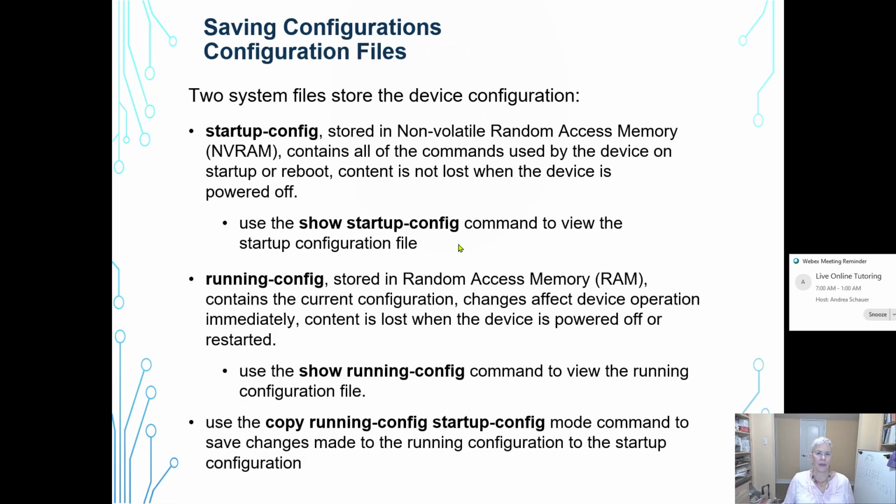The next type of configuration is the running configuration. The running configuration is in RAM, random access memory. What that means is that it is not permanent. So if you don't save what you're putting into the running configuration, it will be lost. If your device loses electricity, it will be lost. It is just stored in RAM, random access memory. That is not permanent storage or non-volatile.